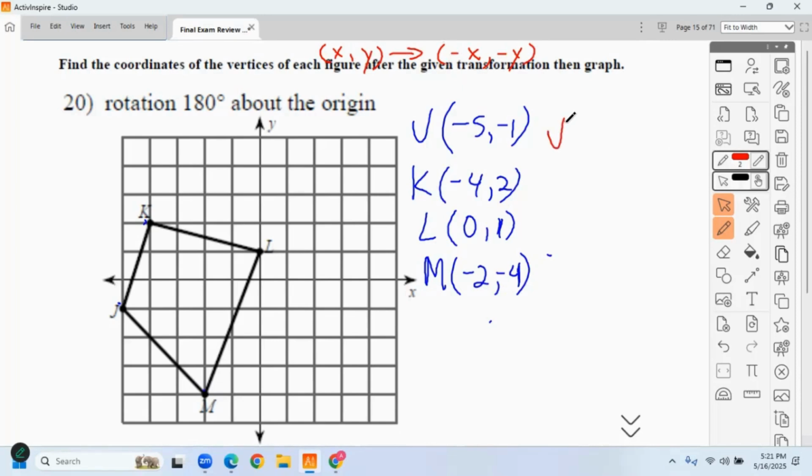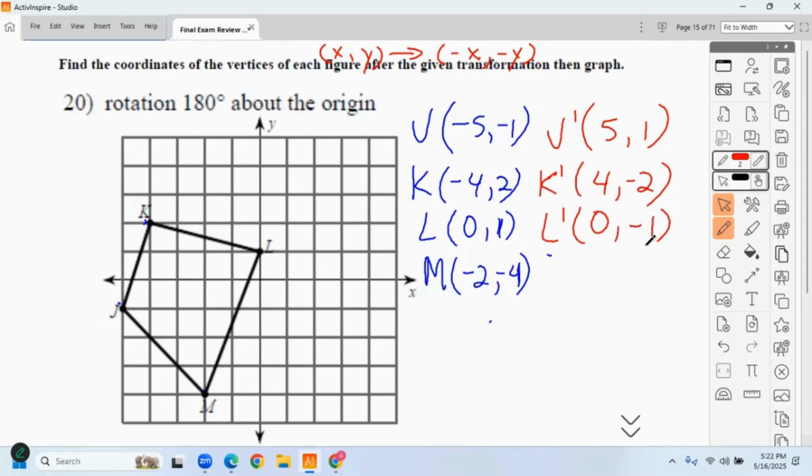J prime. And this will be +5 and +1. So now let's go K prime. In our case, we're going to have a +4 and a -2. Now we're going to have L prime. And this is going to be 0. The opposite of 0 is 0, of course. And then this is going to be -1. And then we're going to have M prime. And this is going to be 2, 4.